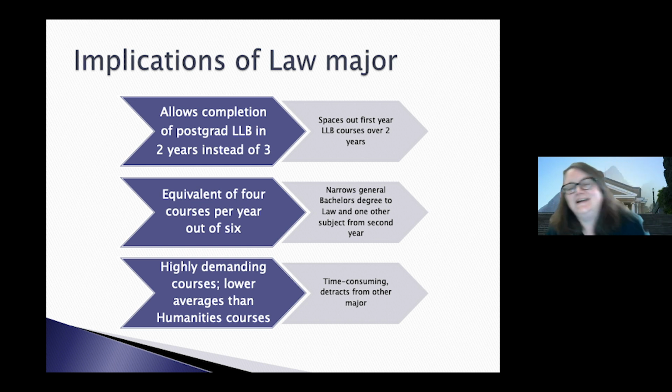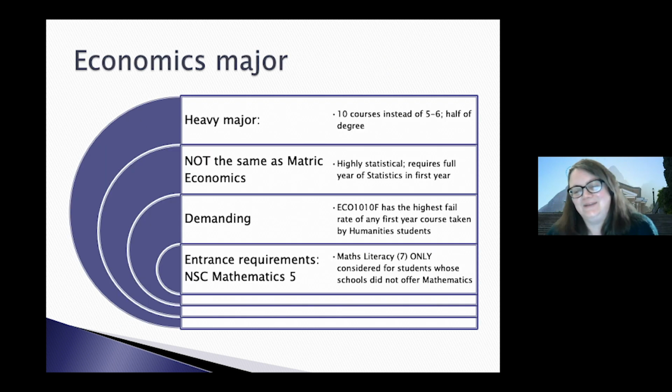Ecos 1010F is the highest fail rate of any first year course taken by humanities students, and I tend to advise students not to look at economics unless they have a deep and abiding love affair with maths, because unlike economics at matric, economics at university, at UCT particularly, is absolutely jam-packed with stats. It's a highly mathematical discipline. If you don't love your maths and stats deeply, economics is going to be very unkind to you.